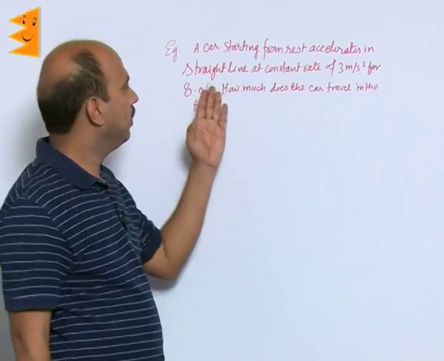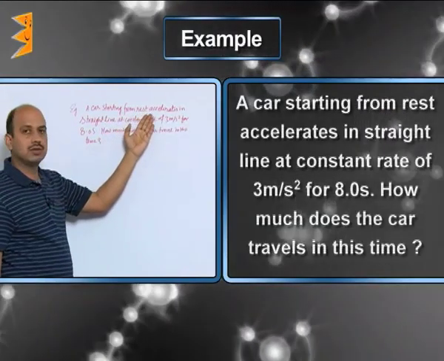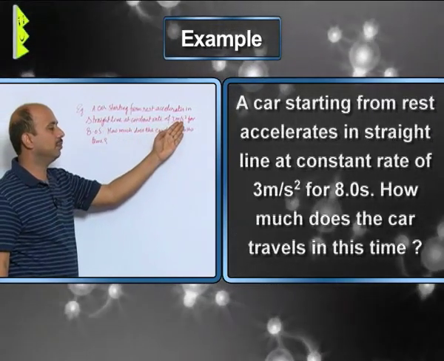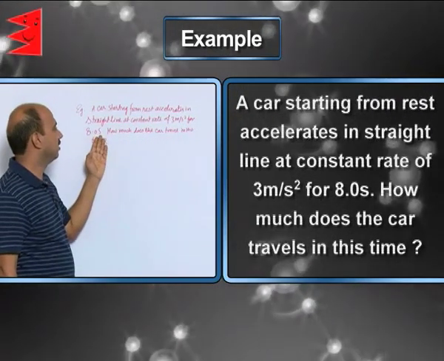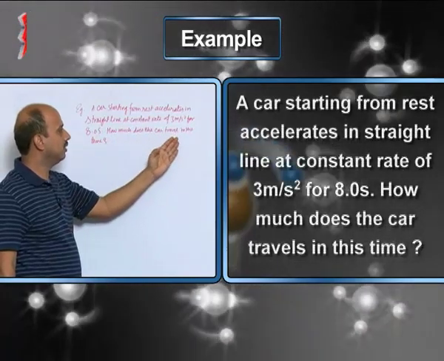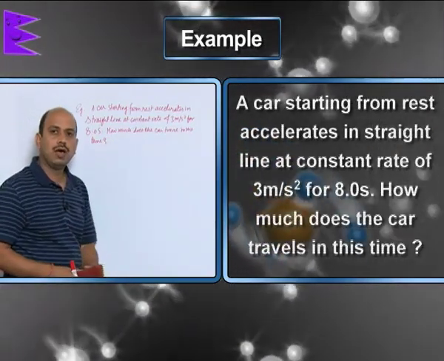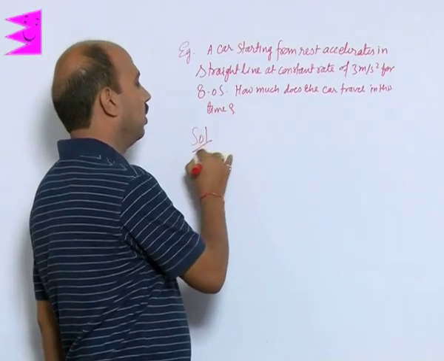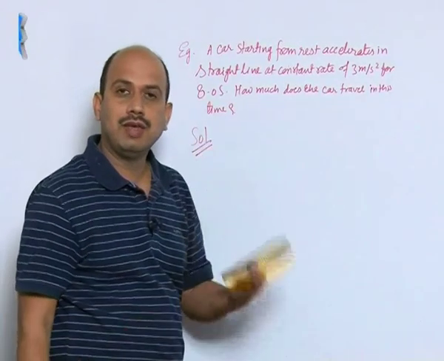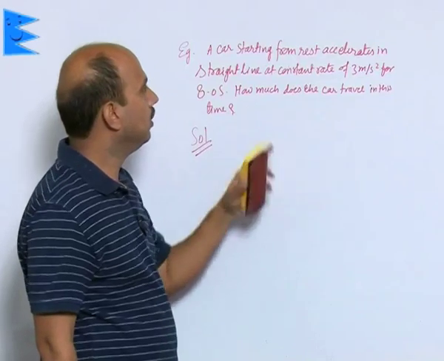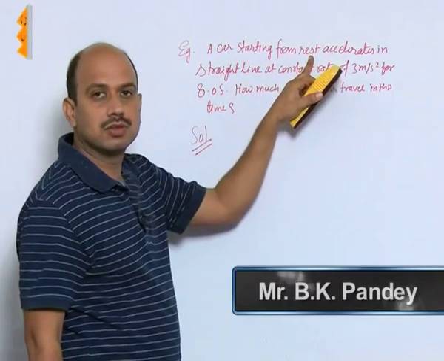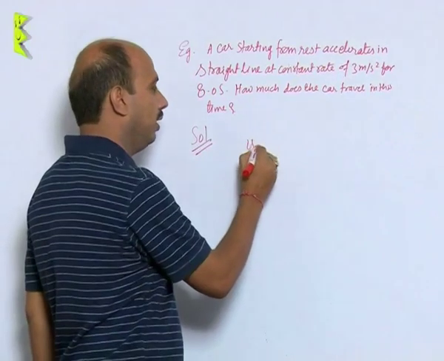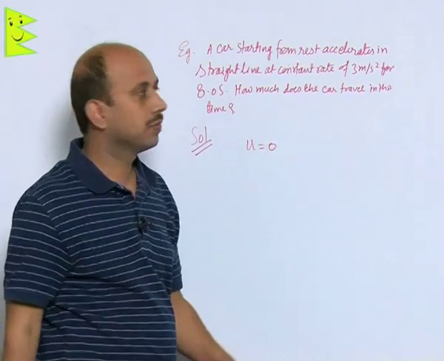Now, see this example. A car starting from rest accelerates in a straight line at a constant rate of 3 meter per second square for 8 seconds. How much does the car travel in this time? So, you have to calculate distance. Now, first you see what quantities are given in this question. First one, car starting from rest. It means initial velocity is 0. So, you can write u is equal to 0.